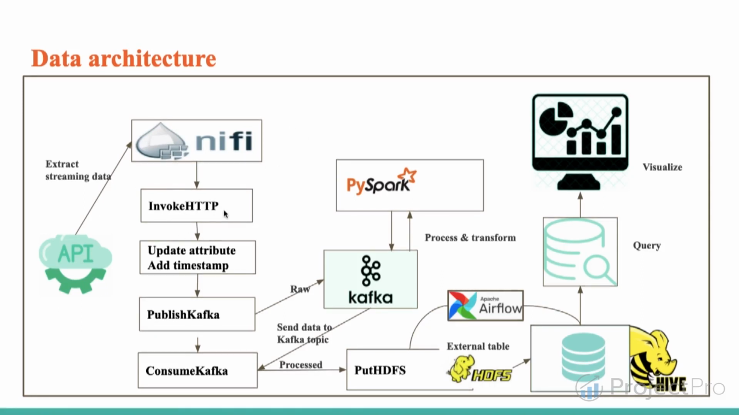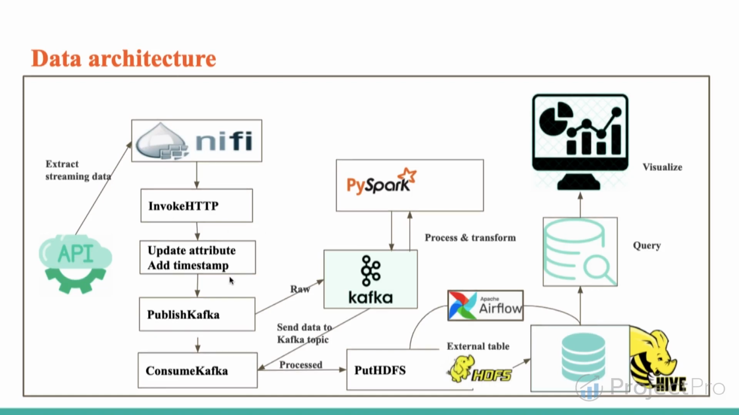InvokeHTTP is the processor in NiFi which is responsible for grabbing the data, in which we configure the HTTP URL from which we want to grab the data, as well as different configurations for that API. Once we get the data, in JSON or some other format, we need to parse the data and either send it to some other system or store it into HDFS.